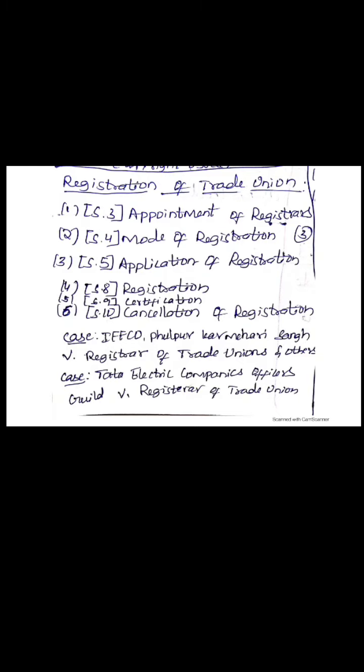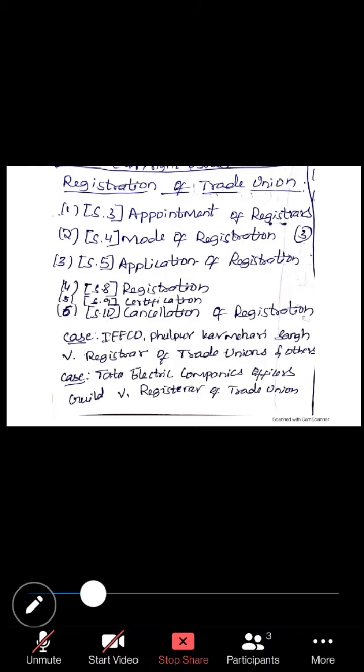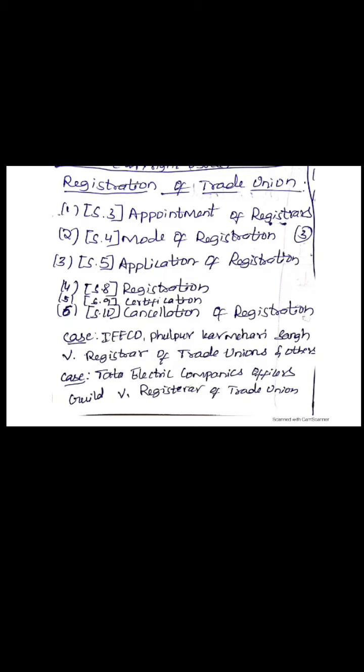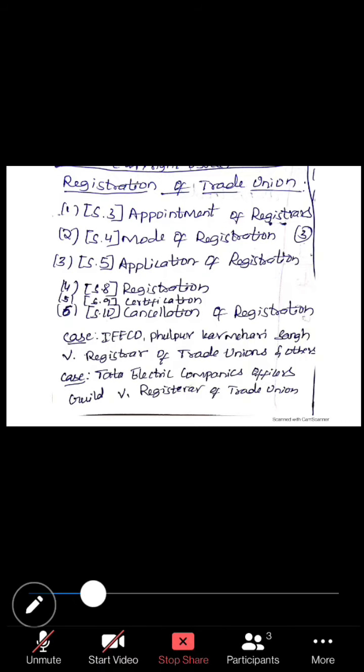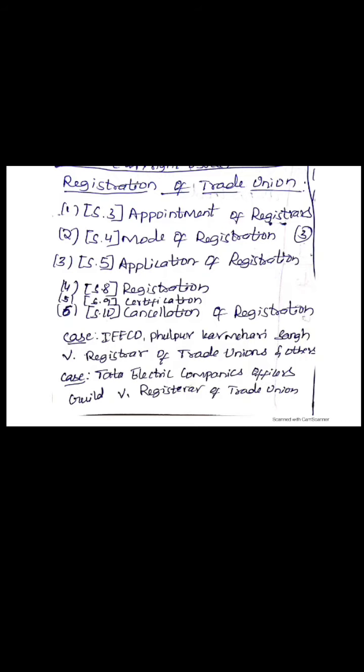There is a case, Tata Electric Company Officers Guild versus Registrar of Trade Union. In this, it was held that the trade union did not submit returns, confusing the year of submission. But once the notice from the registrar was received, they submitted it. The court held that the cancellation was invalid.